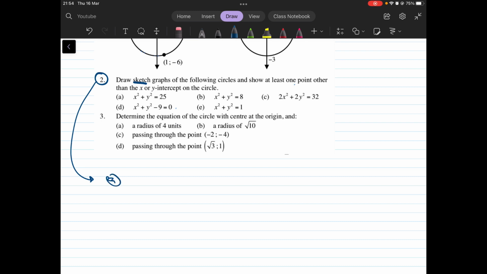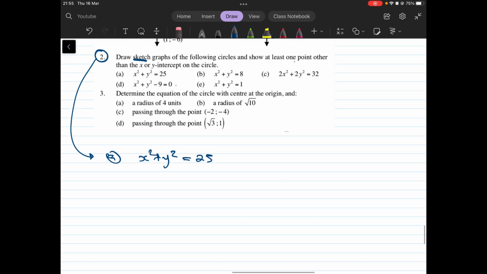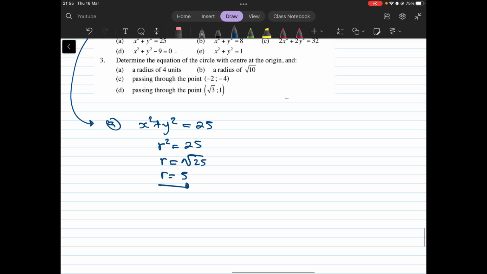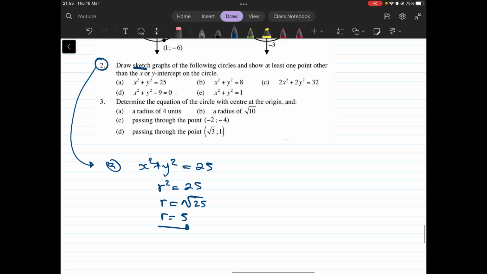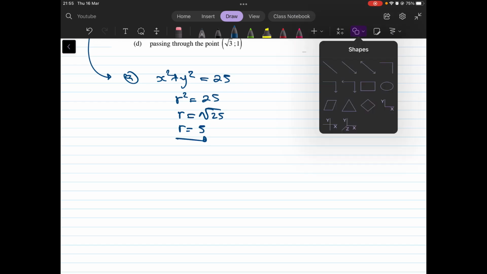Let's look at A. We're given x squared plus y squared equals 25. You can see this is in standard form, which means r squared equals 25, and r equals the square root of 25, which means r equals 5. So if r is 5, how do we sketch this? Let's rather just get the sketch and then we will see. I think that will be the easier way.